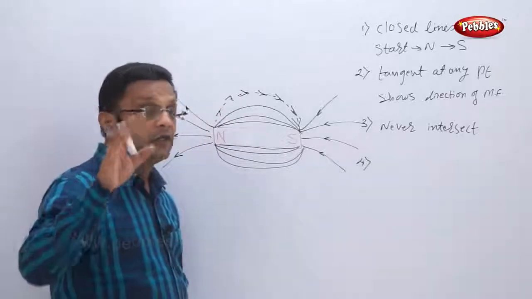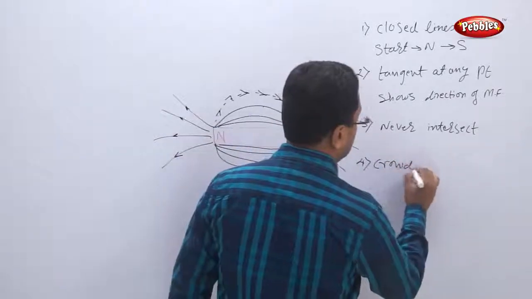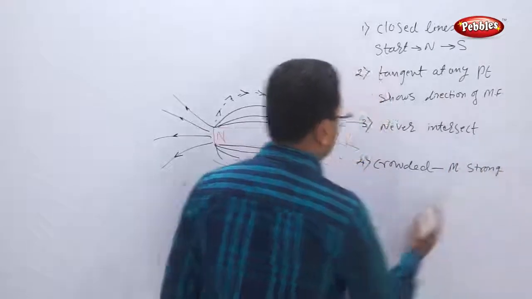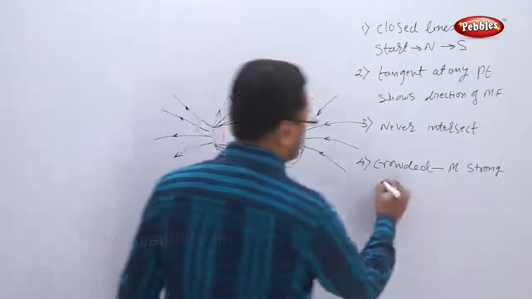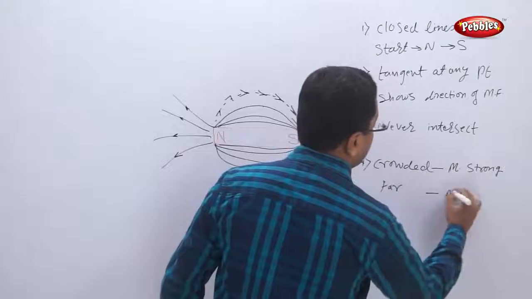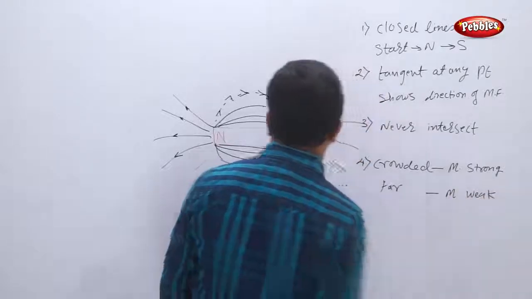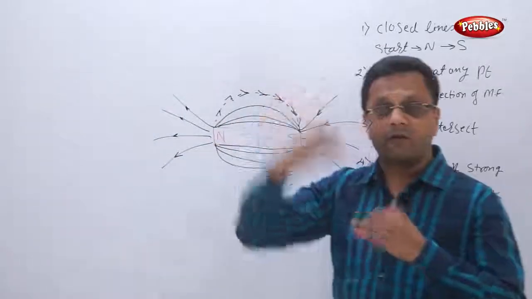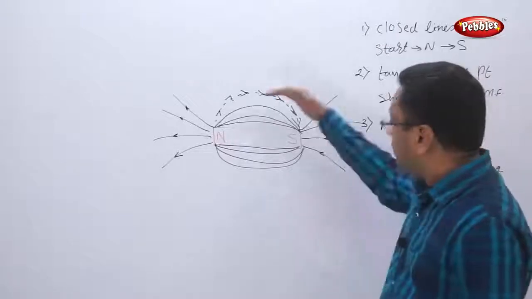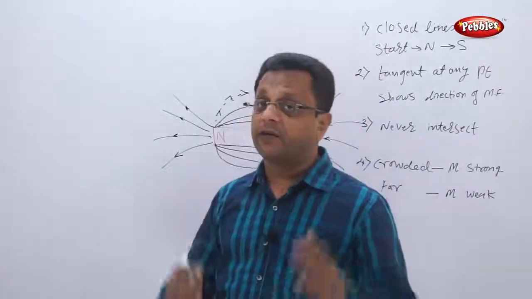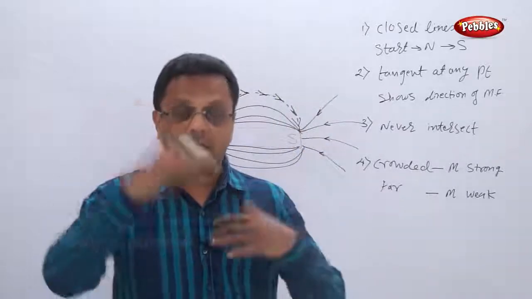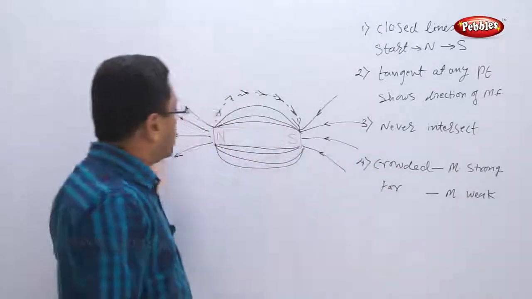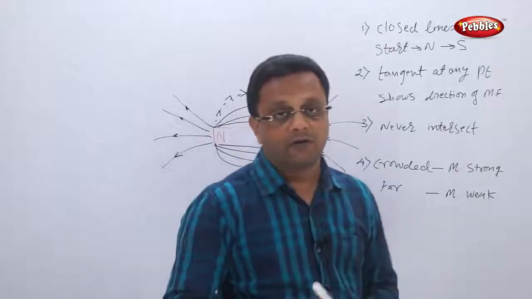And the fourth property: these magnetic lines of forces are crowded where the magnetic field is strong, and far apart where the magnetic field is weak. That means if you go away from the magnet, the lines of forces go away from each other, as I told you before, and near the magnet, where the magnetic field is very strong, these lines are crowded. Those lines are very close to each other. So these are the properties of the magnetic lines of forces.